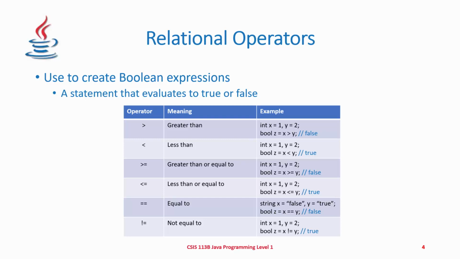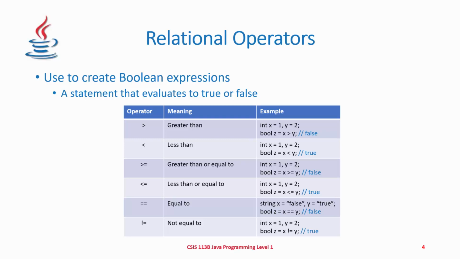So we can check to see if a particular value is greater than another value. In the example on the far right there, you can see we have two integers created, x and y. X is 1, y is 2. In the second line, Boolean z is being created and assigned the results of evaluating whether or not x is greater than y. And x is not greater than y, so that means the value of z would be false at that point.